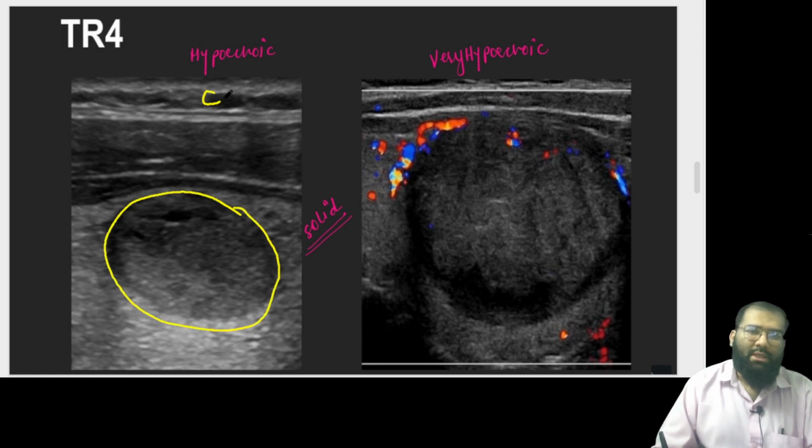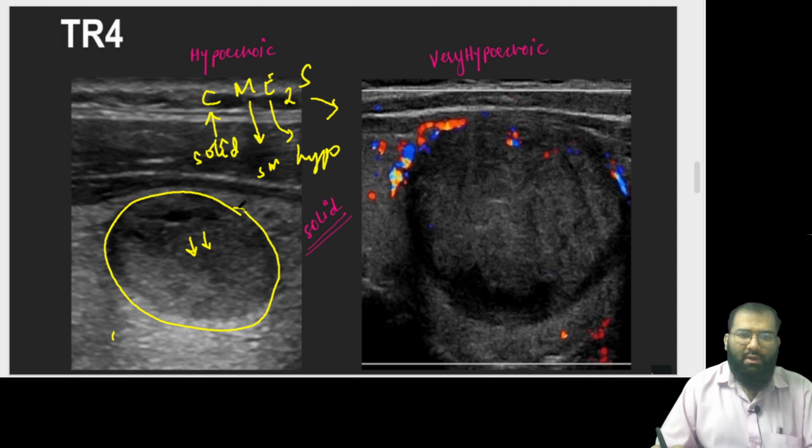Let us come to case 2. So, see composition, how is it? Solid. Solid. Margin smooth. How is the echogenicity? Very important. If you see the thyroid and this is decreased, less in echogenicity, so this is hypoechoic. Smooth surface, no echogenic foci within it. Correct. So this is a hypoechoic, solid lesion.